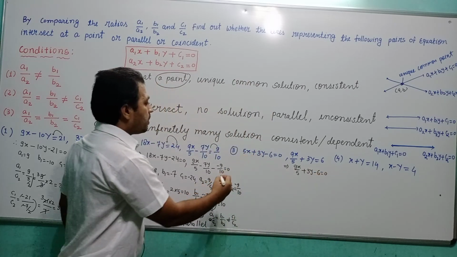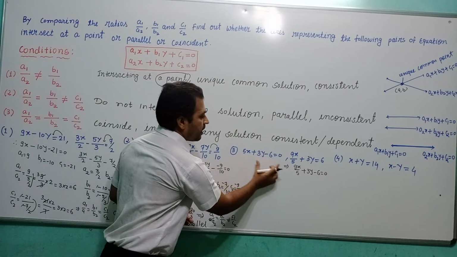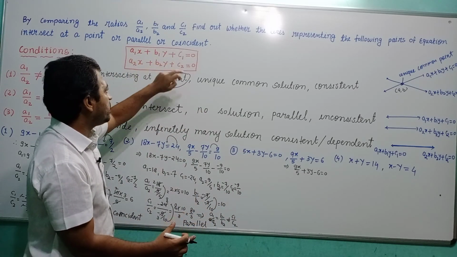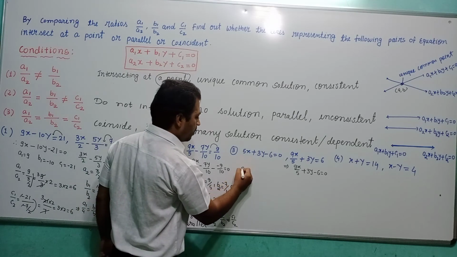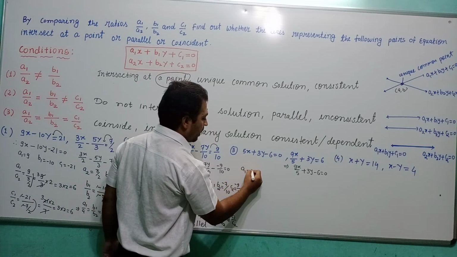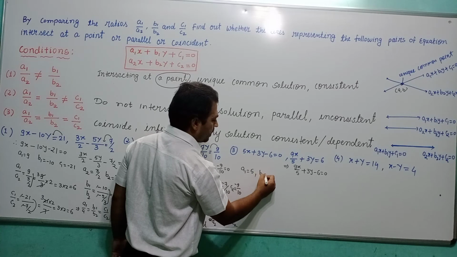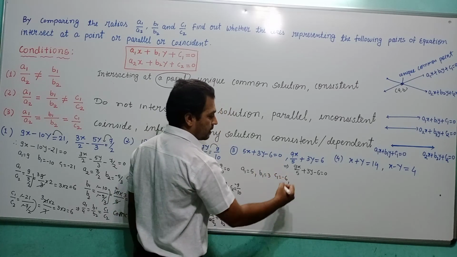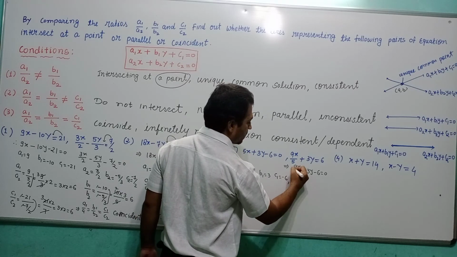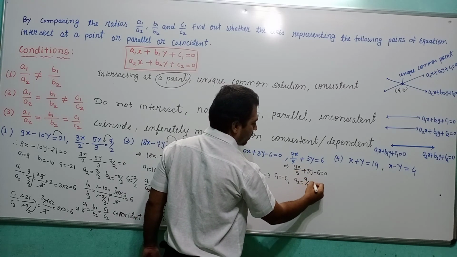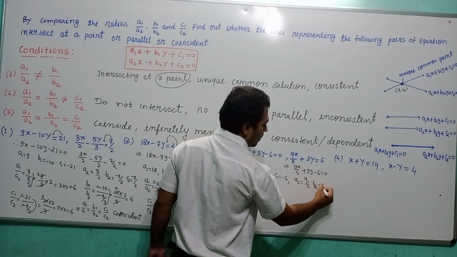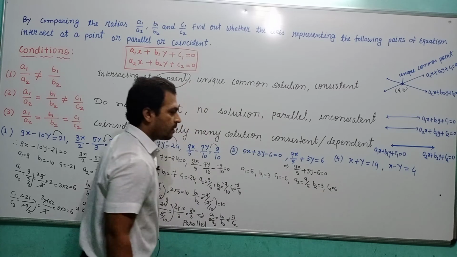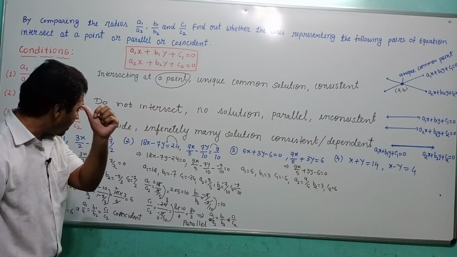Okay, now students, you will have to compare this pair of linear equations with a1x plus b1y plus c1 is equal to 0, a2x plus b2y plus c2 is equal to 0. So the value of a1 over here is 5, the value of b1 is 3, and the value of c1 is minus 6, right? Similarly, the value of a2 is 9 by 5, b2 is 3 and c2 is what? 6.